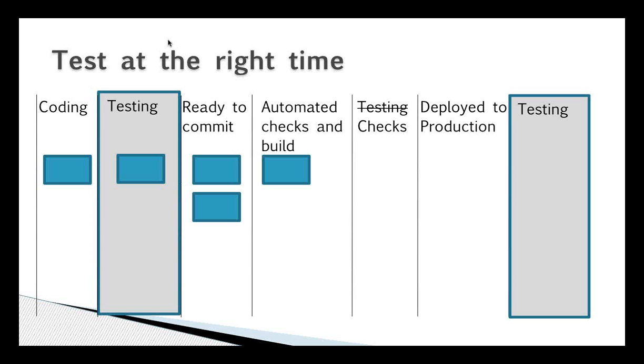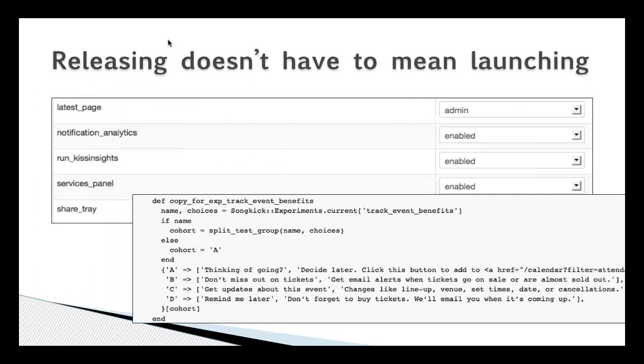Now, obviously, testing on production is not ideal. You don't want your users seeing all these half-built features and testing things for you. You know, we're not Microsoft trying to get our users to do our testing for us. And so we actually started using a lot of feature flippers. And so releasing Songkick doesn't have to mean we launch the code. We've separated out our releases from our launches.